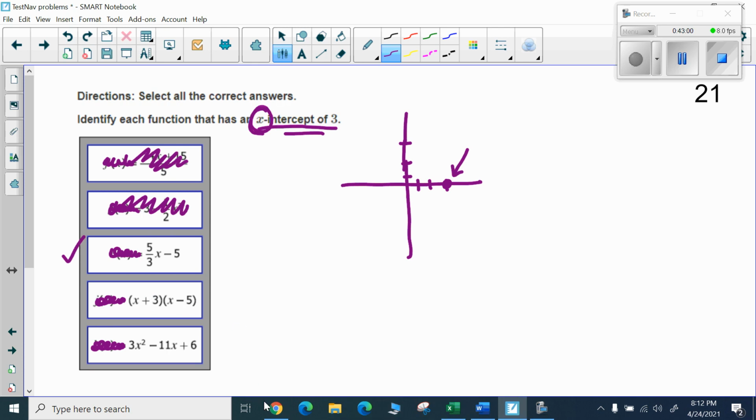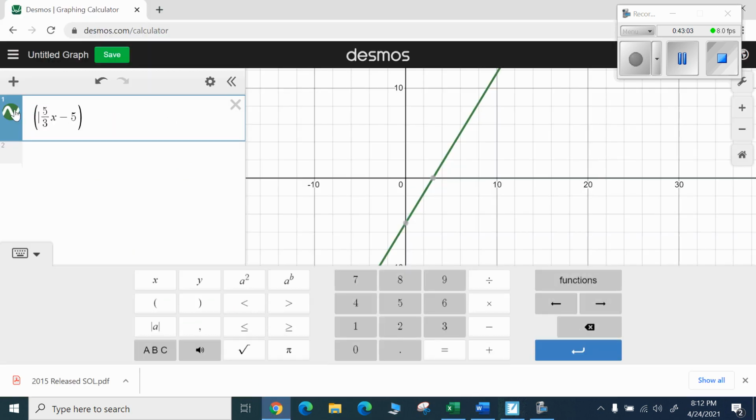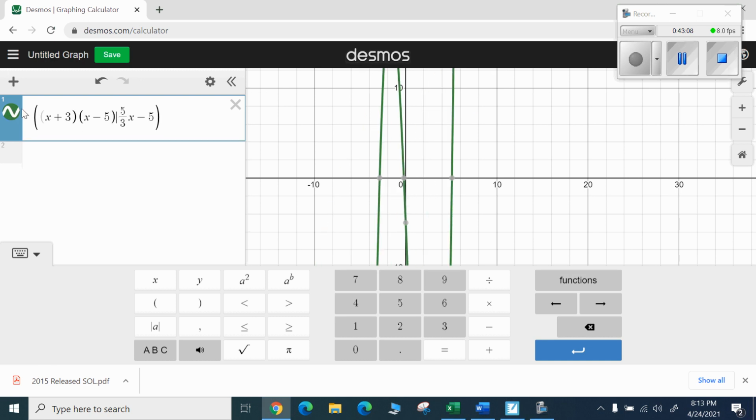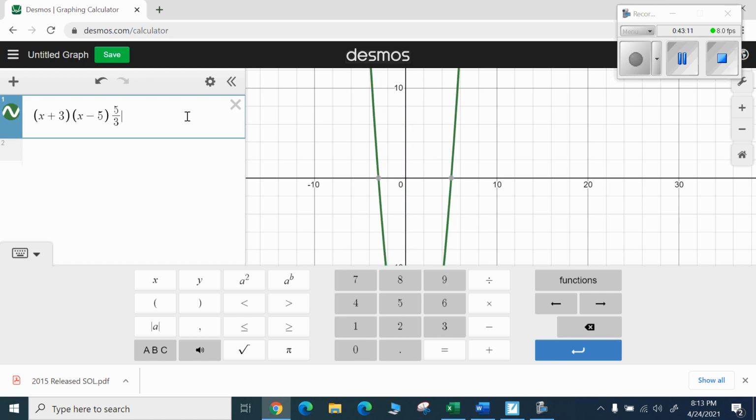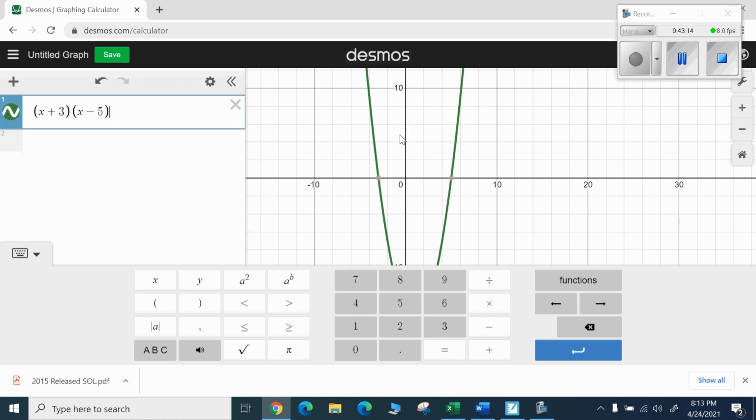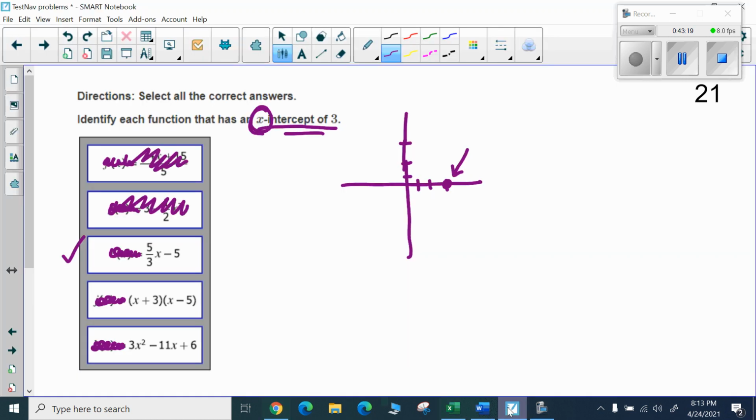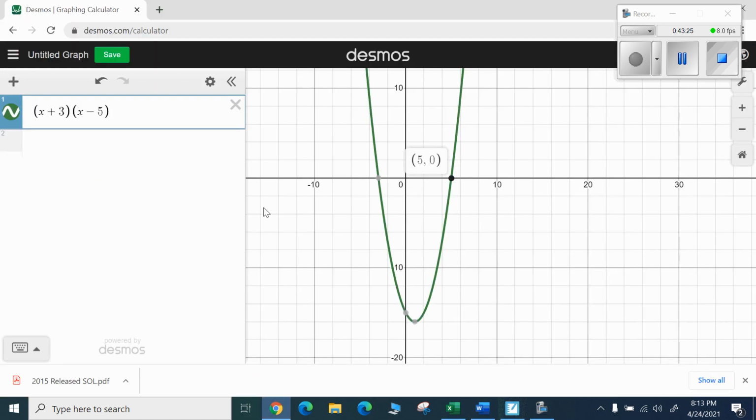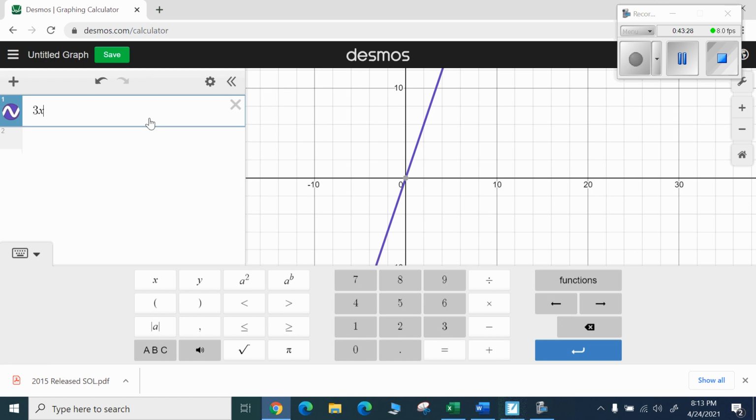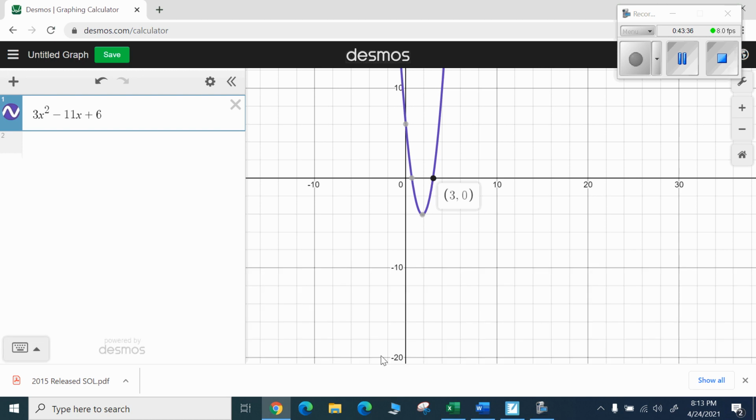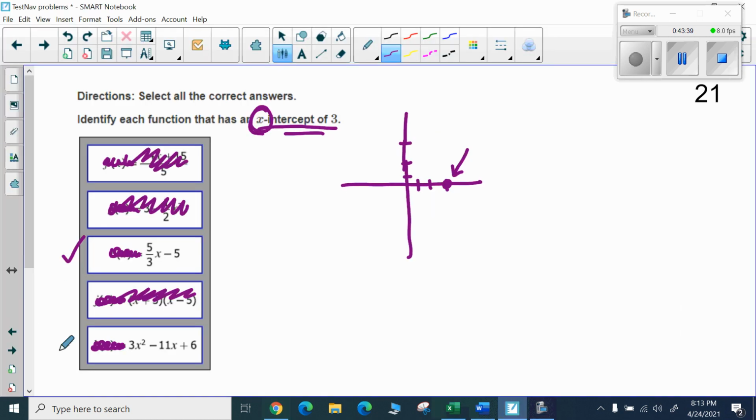x plus 3 times x minus 5. Whoa. I thought I erased that. I guess I didn't. There we go. Okay, is this crossing at 3? No, that's crossing at 5. So that one's no good. How about 3x squared minus 11x plus 6? We're going to check it and see. Yep, crosses at 3. So that is another one. So we would pick these two answers.